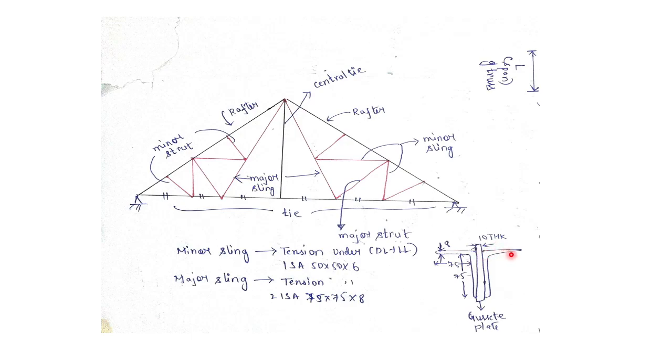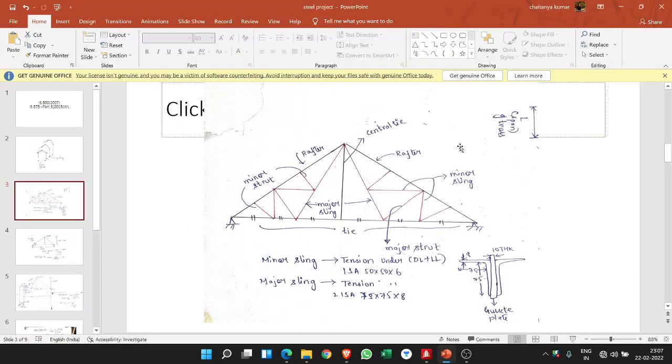It should not be greater than that. I'm not going into details of why, because I want to keep it as concise as possible. So just see here, for the minor sling we are also considering thickness as 6. For the major sling it is 8. We can go up to 10, no problem, but not beyond 10. So two angle sections, or two I sections, or two channel sections can be brought together with the help of a gusset plate. Okay, so let's come out of this. So this was all about this.